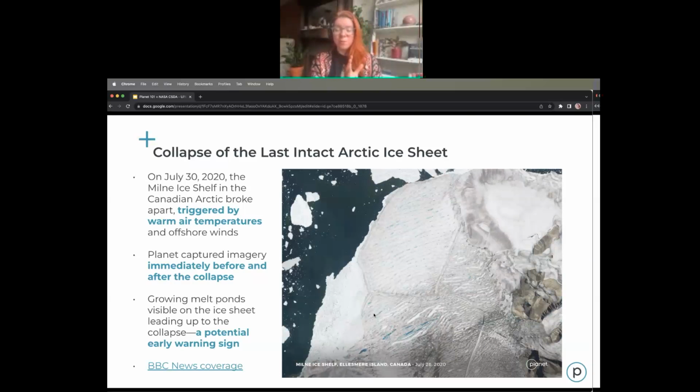And if we look at the images from the day before, we also had 4 or 5 separate passes of the Doves that day. So we were able to constrain the time of the collapse to a 10-hour time period.